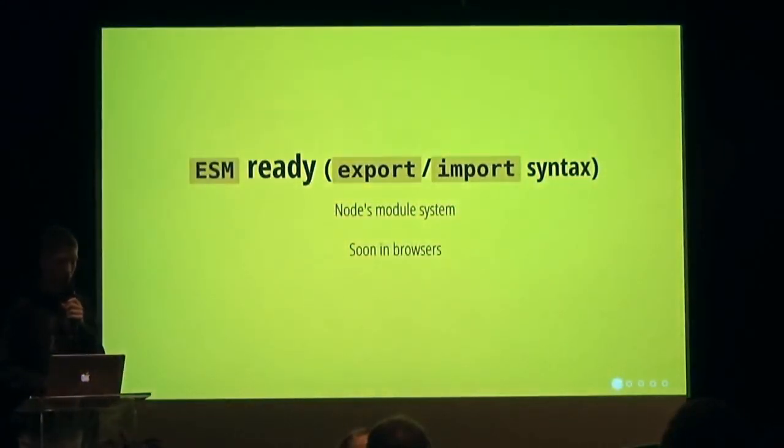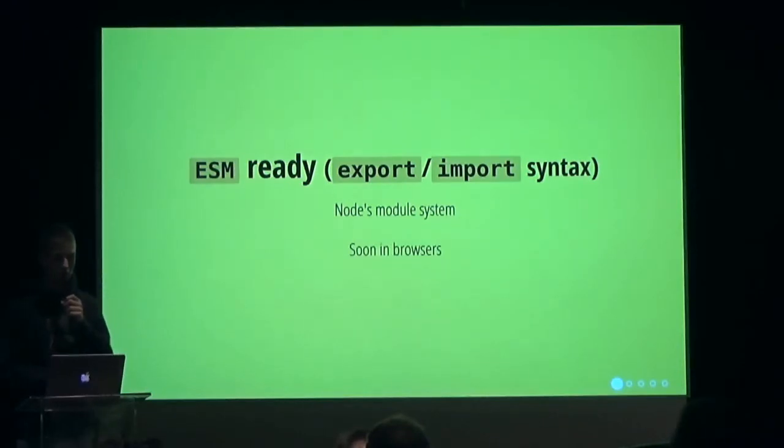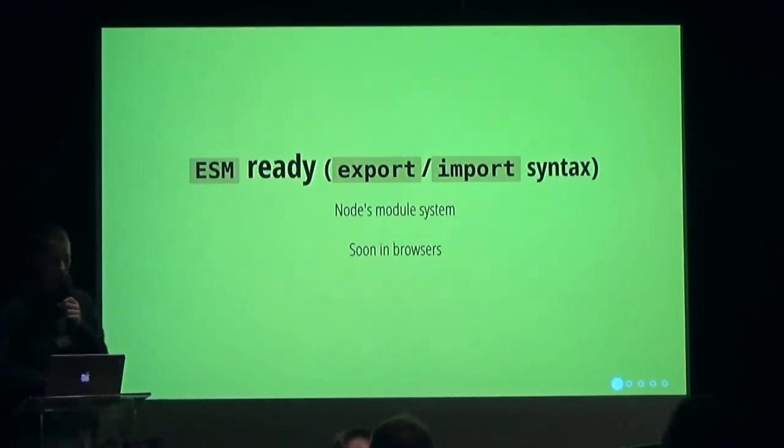Another very cool thing in Fable, I don't know if you noticed the classes and the export and import things. These are new features actually. But in the next version of Node, it will be native. So it's called ESM. It's the Node module system. And the very cool thing is Fable is already compatible with this. So you can just use it. And it will be soon in browsers. So very cool feature.